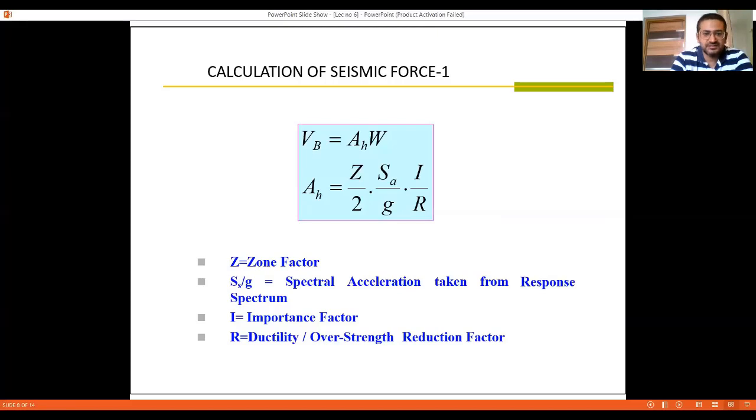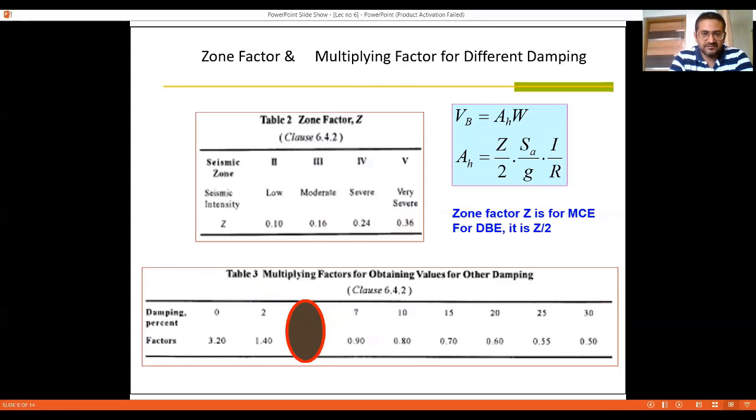R is the response reduction factor, the ductility factor, which depends on whether the building is going to be detailed for ductile behavior or brittle behavior. Based on that, the response reduction factor is also going to be there. Therefore, this formula of H is equal to ZISA by 2RG comes into the picture. Now, as we have discussed, right?